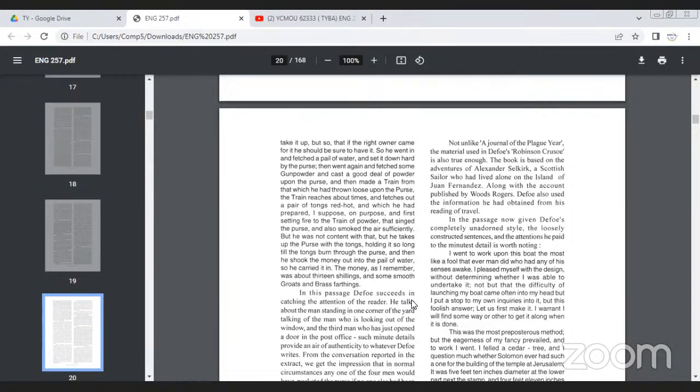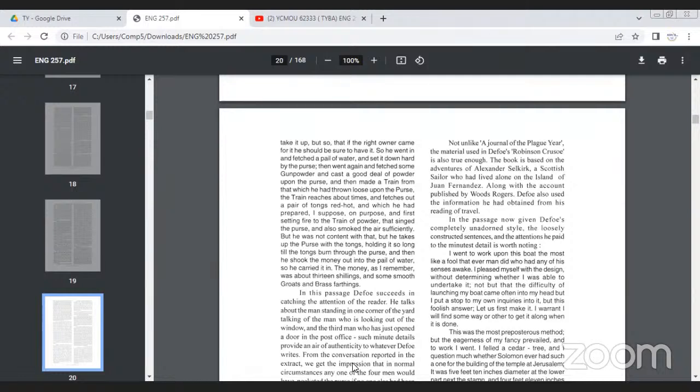In this passage, Defoe succeeded in catching the attention of the reader. He talks about the man standing in one corner of the yard, the man who is looking out of the window, and the third man who has just opened a door in the post office. Such minute details provide an air of authenticity to whatever Defoe writes.